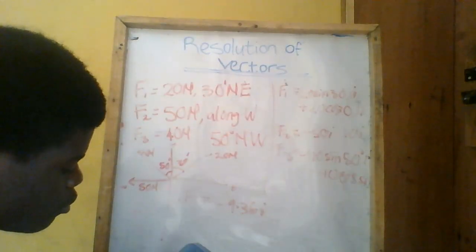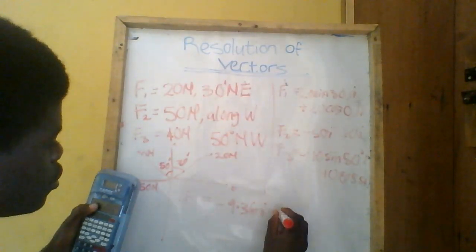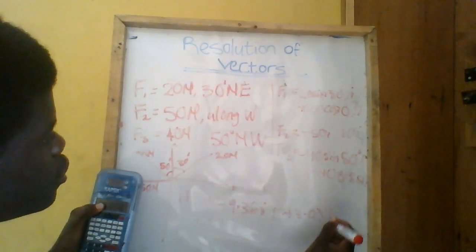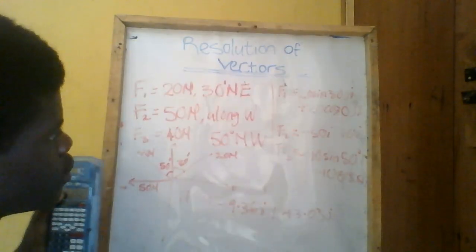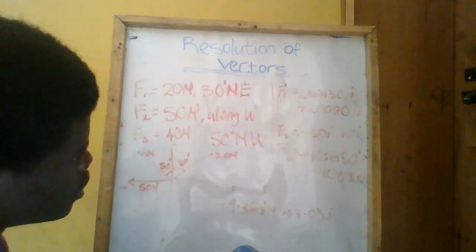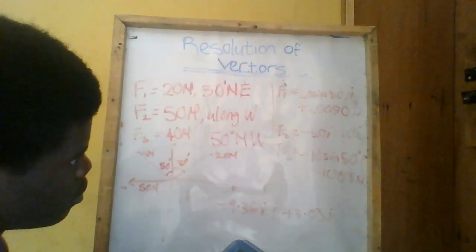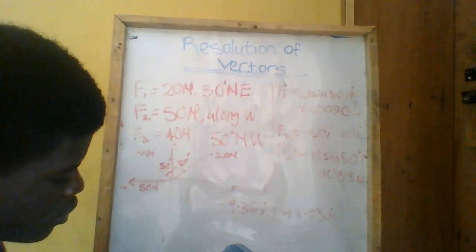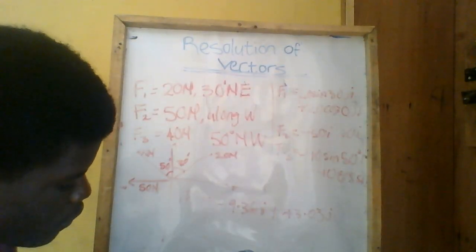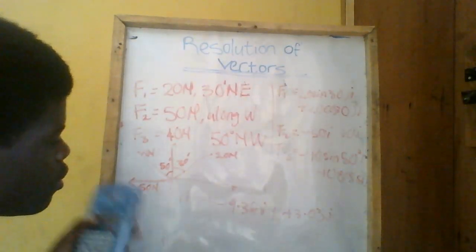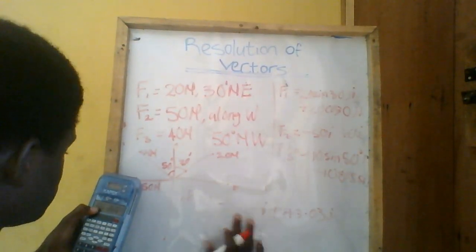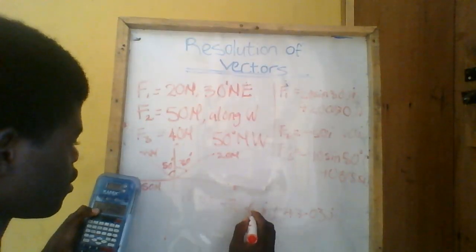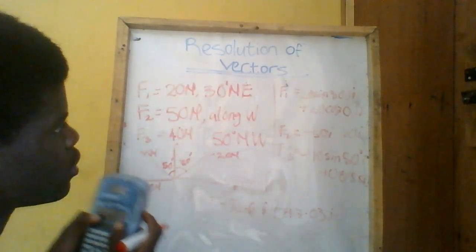That's 43.03 j. Let me confirm this by 20 sine 30, then minus 50, minus 40 sine 50. So that's minus 70.6. Minus 70.6.